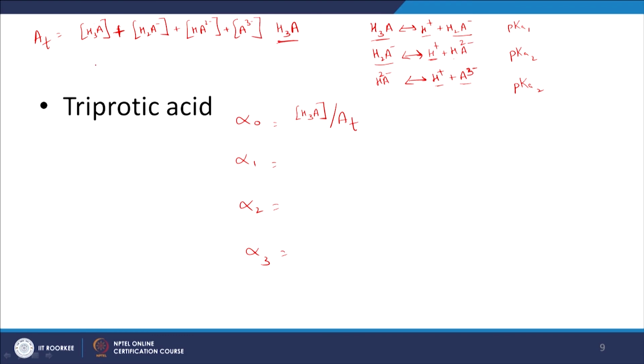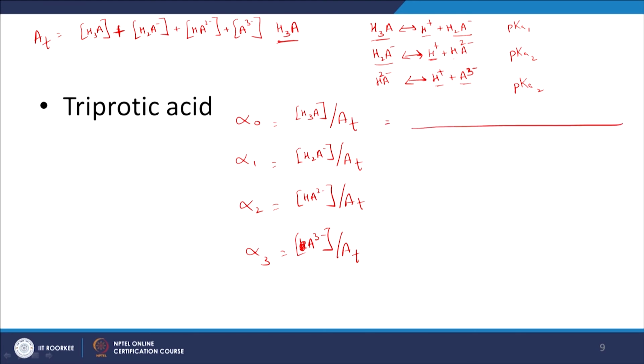That is what we have here, and the second ionization fraction is going to be the ratio of H2A- concentration by A total, and the other one is going to be HA2- concentration by A total, and the other one is going to be A3- concentration by A total. And now again let us try to first approximate these equations.